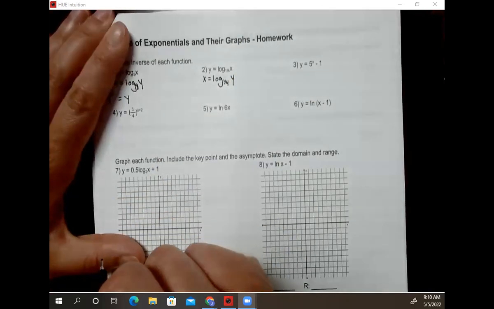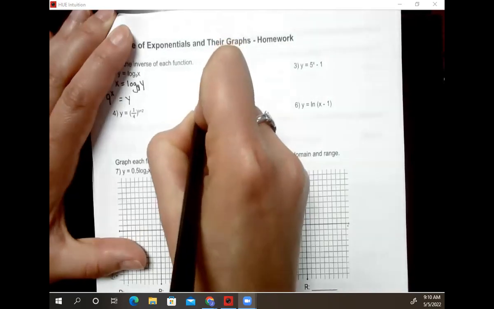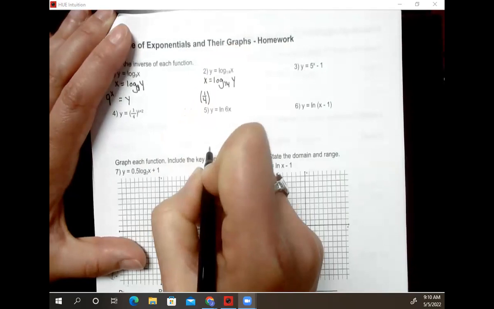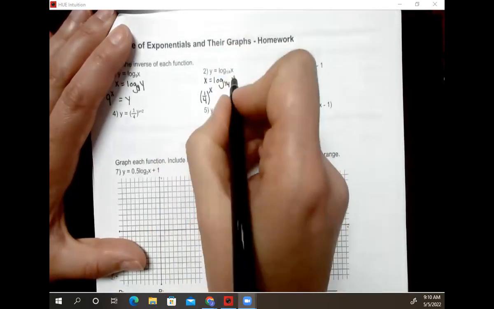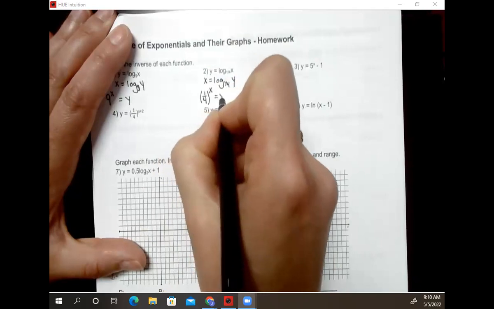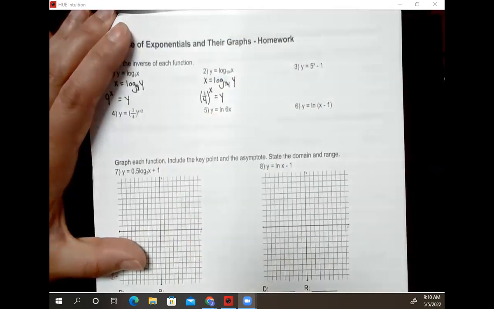So since the log's by itself, I can go ahead and rewrite this. The base for my log becomes the base for my exponent. Since this is a fraction, I'm going to throw it in parentheses. My log is equal to the exponent. And then the argument is what the exponential function is equal to.